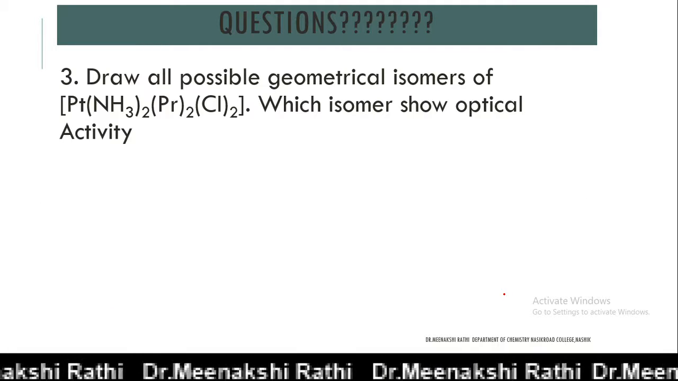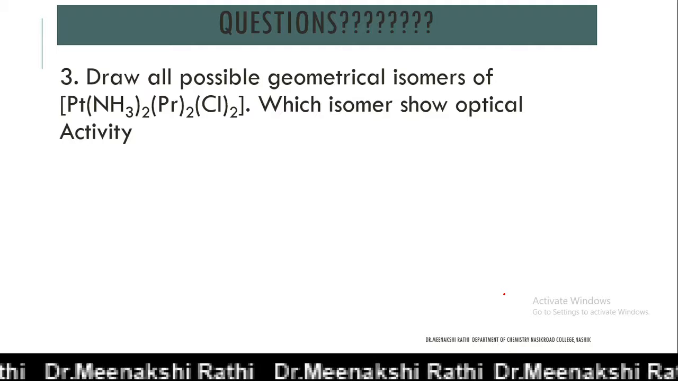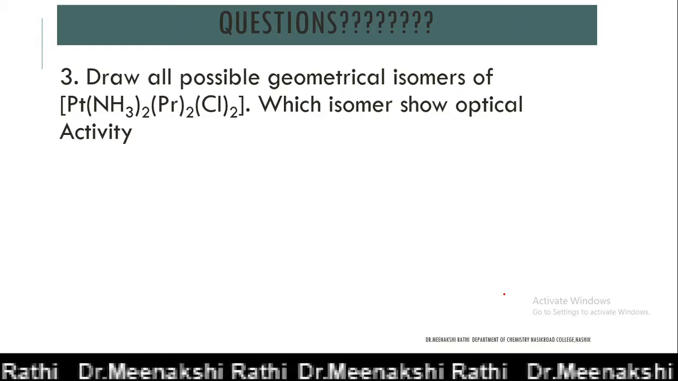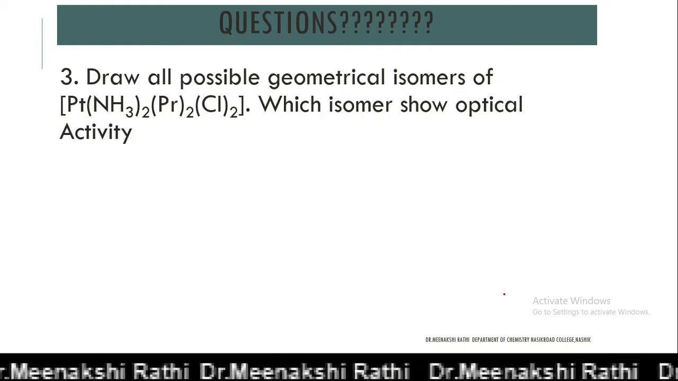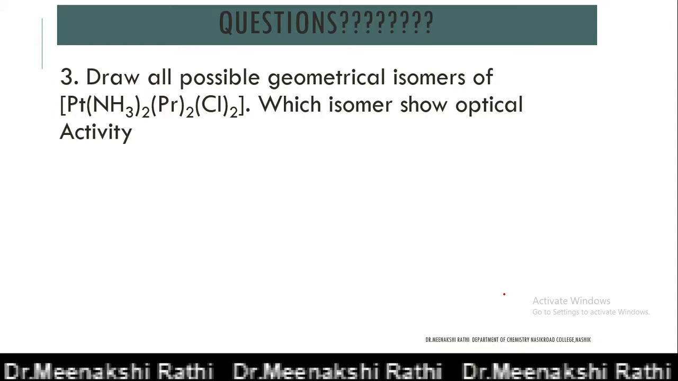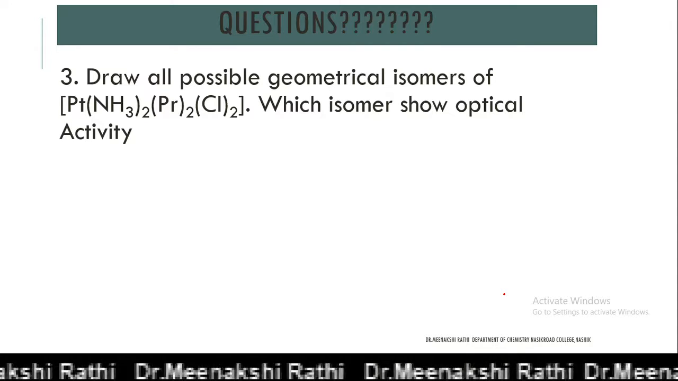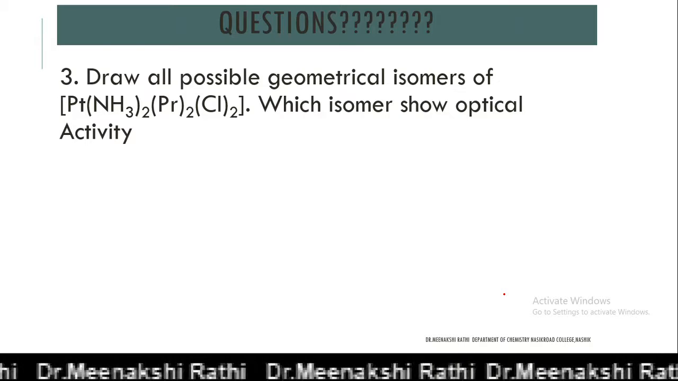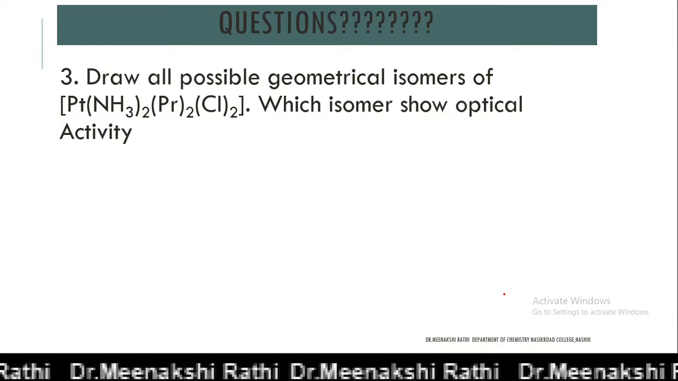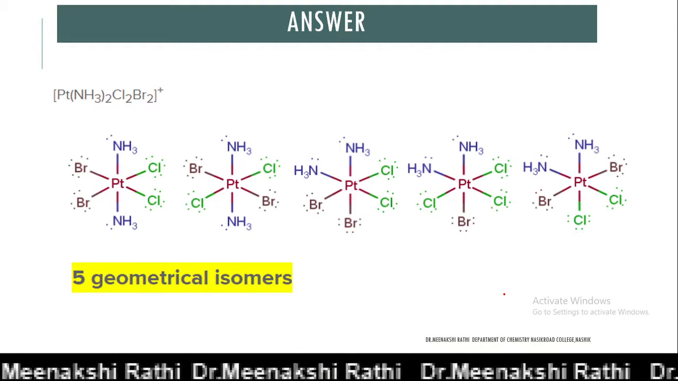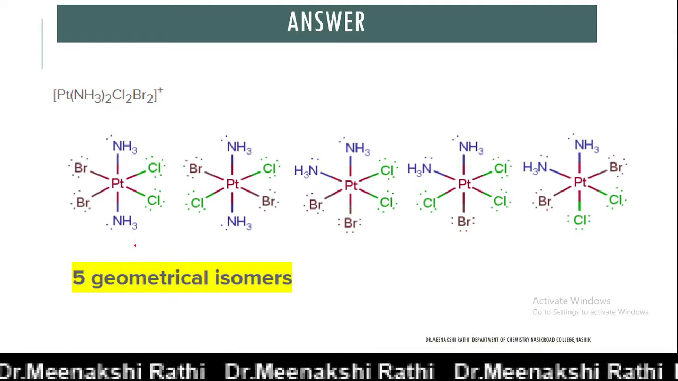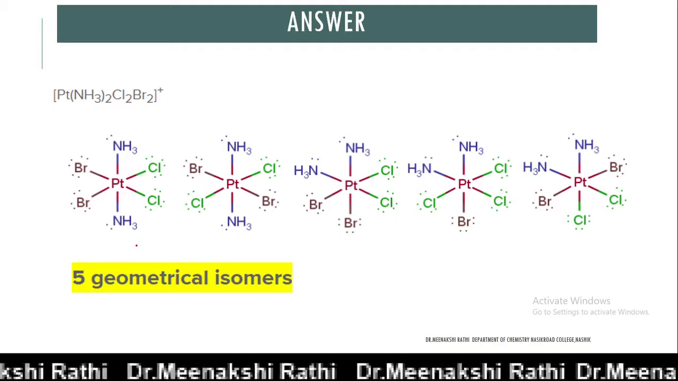Third question is, draw all possible geometrical isomers of this complex where diamine, dipyridinium and dichloro are the ligands, and which isomer shows optical activity. It is Ma2B2C2 type. In an Ma2B2C2 type complex, a total of 5 geometrical isomers are possible. Here you can see all the structures of the 5 geometrical isomers.